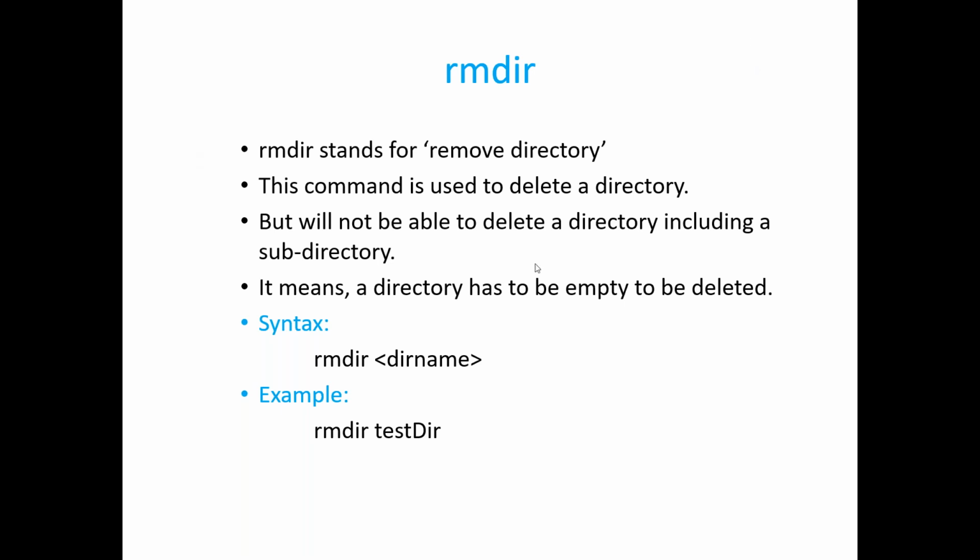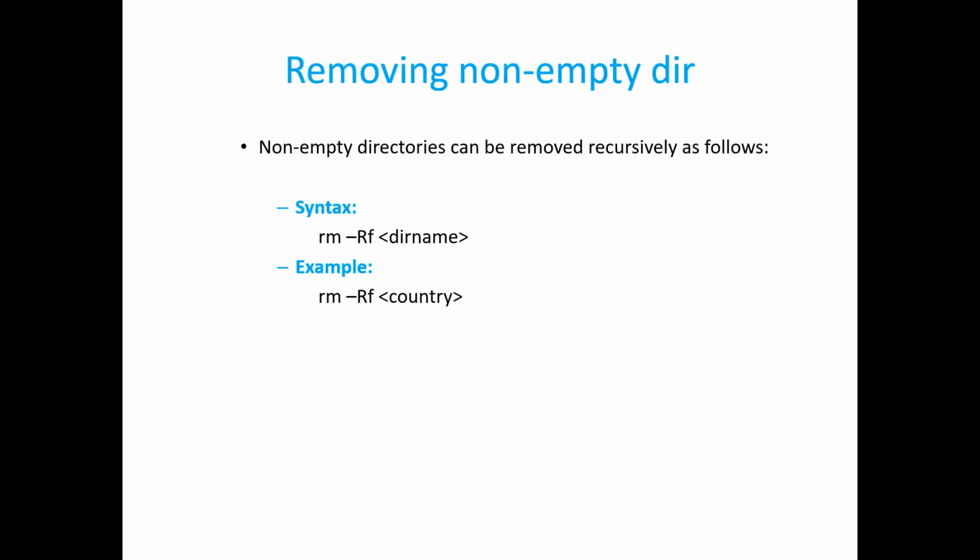So we have seen how to use the rmdir command to remove a directory, and how to remove a non-empty directory in a recursive way. Here I have used small r, but you can also use capital R. It is nothing but removing recursively. Both are the same.